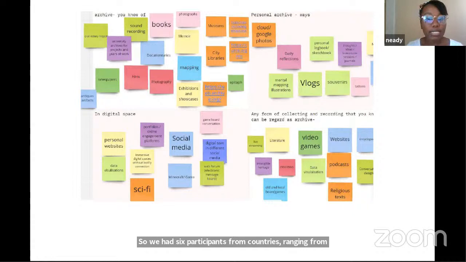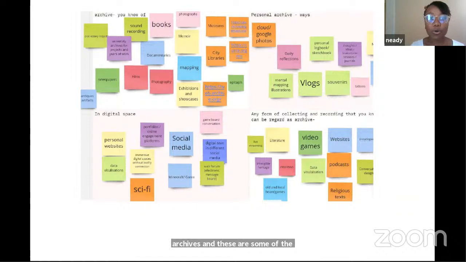And so we were thinking around archives, and we thought of asking the participants what they thought around archives. And these are some of the reflections from the mirror board. Before, we had not really stretched out our thoughts around archives in digital form.